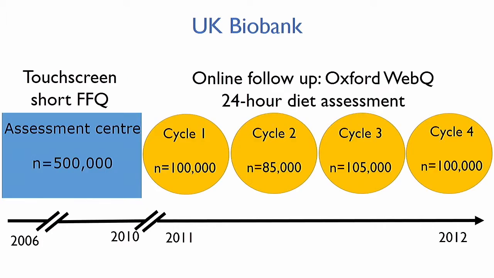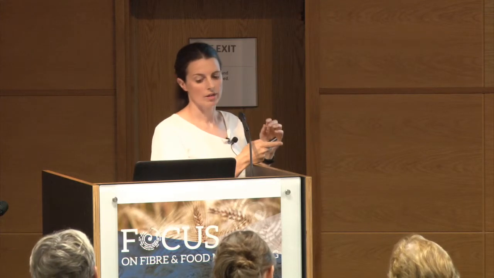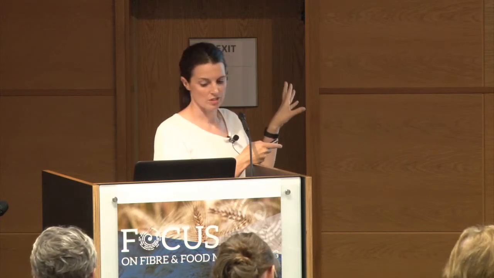So this is the study design of UK Biobank. It's a cohort of 500,000 men and women from the UK, aged 40 to 70. Everyone in the study went to an assessment centre at recruitment, so they got a blood sample taken, a wide range of physical measures, and they also completed a really long touchscreen questionnaire, which contained 30 questions about diet. So all 500,000 did this touchscreen questionnaire with 30 questions on diet.